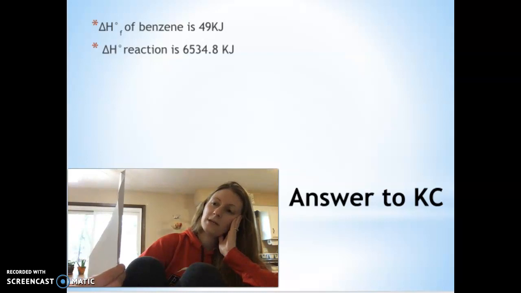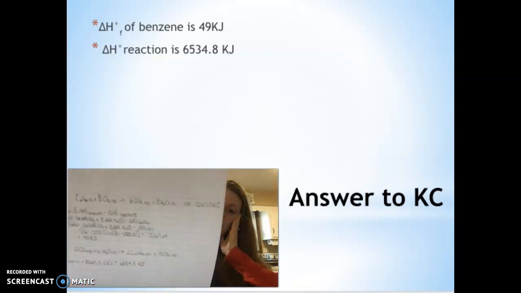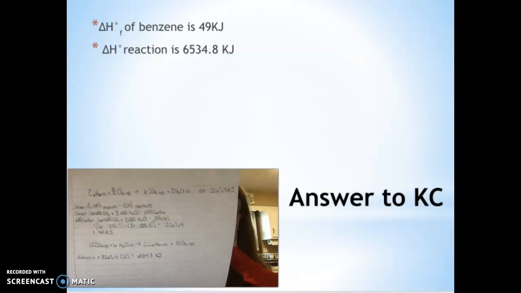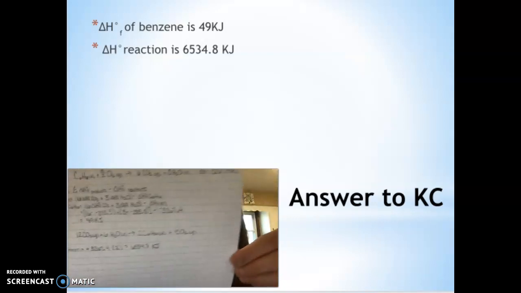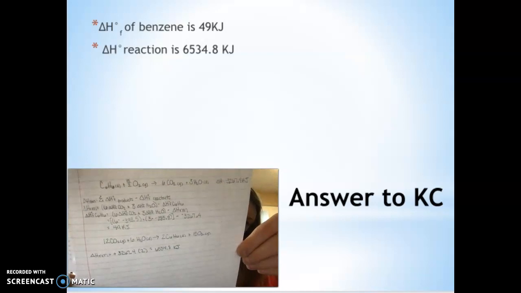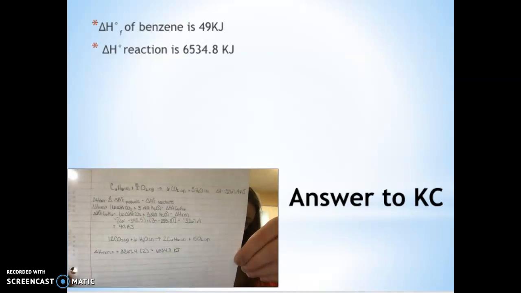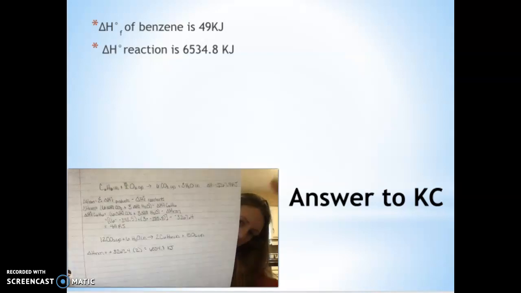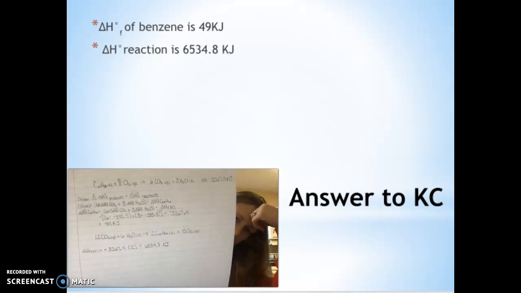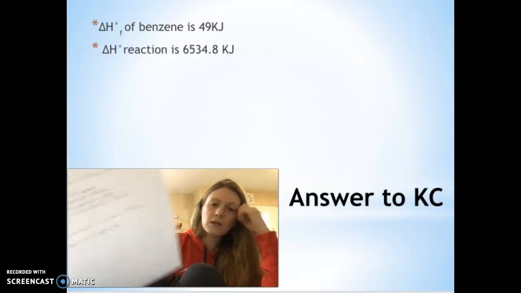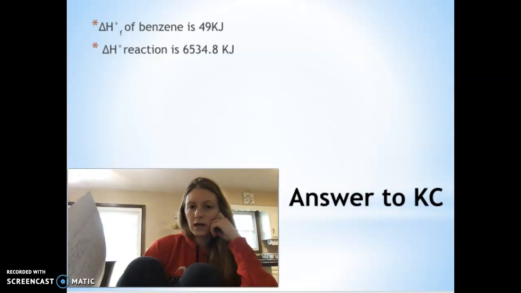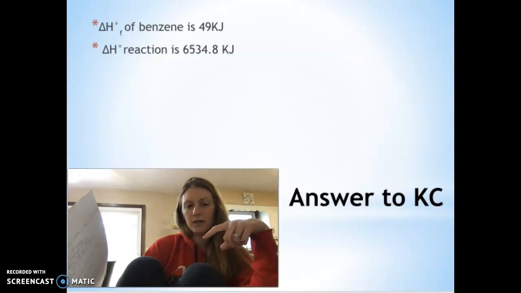So you get delta HF C6H6 will equal 6 times the heat of formation of carbon dioxide plus 3 times the heat of formation of water minus the delta H of that whole reaction. Then all you have to do is plug in your numbers and calculate them, and hopefully you get the same answer that I did, which was 49 kilojoules.